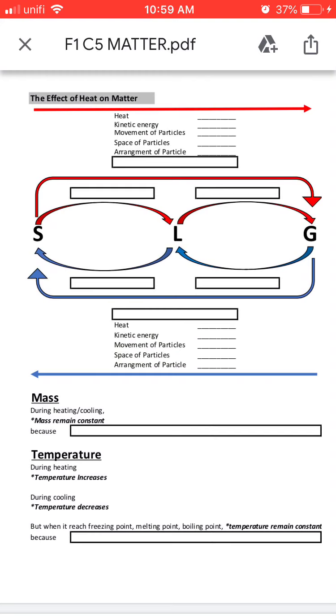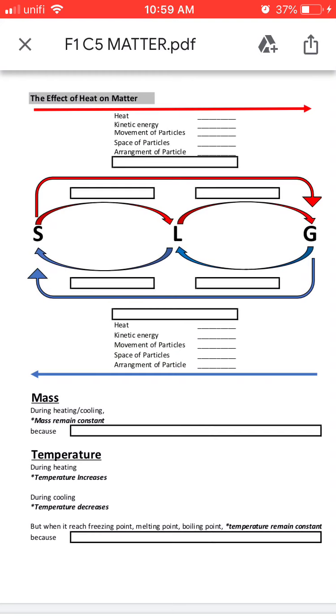However, solid also can directly turn to gas, kan? Without forming the phase of liquid. So it can directly change phase from solid to gas. That process is known as sublimation. So I think this part you already learned in primary school.